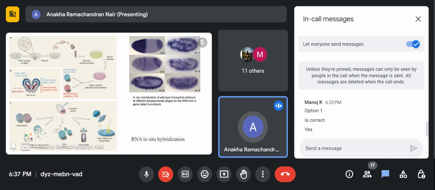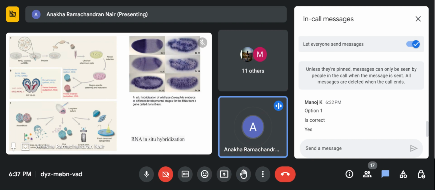RNA in situ hybridization, right? So within the cell itself, that is what in situ means in this case. You are going to attach probes to the RNA, that is anything that is going to help you identify or visualize where the RNA is present in the cell.